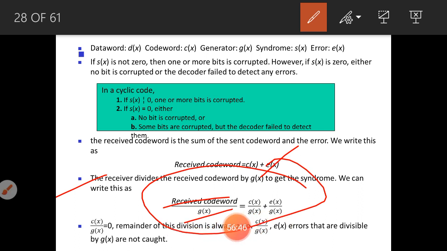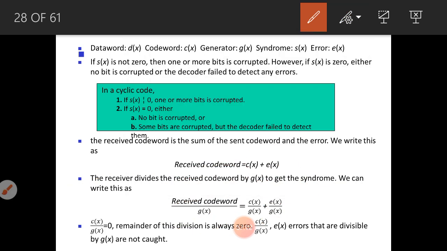The received code word is nothing but c of x plus e of x. So we rewrite this function as c of x divided by g of x plus e of x divided by g of x. Here the received code word is c of x plus e of x, meaning the sent code word plus the error.